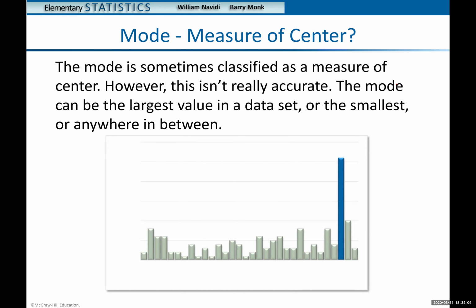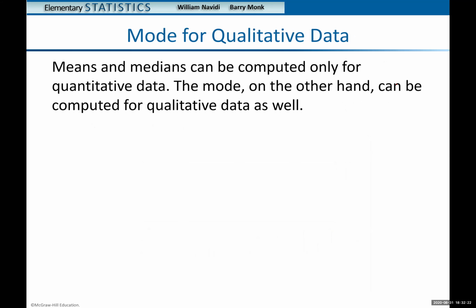The mode is sometimes classified as a measure of center. However, this isn't really accurate. The mode can be the largest value in a data set, just like the example here, or the smallest, or anywhere in between. So take note of this, means and medians can be computed only for quantitative data. The mode, on the other hand, can be computed for both quantitative and qualitative data, because we know that mode is just taking the most frequent.